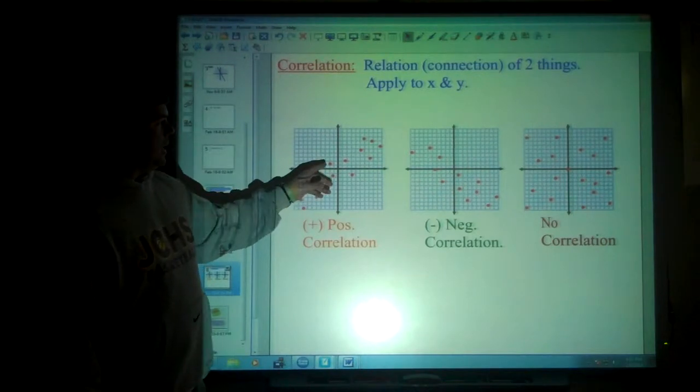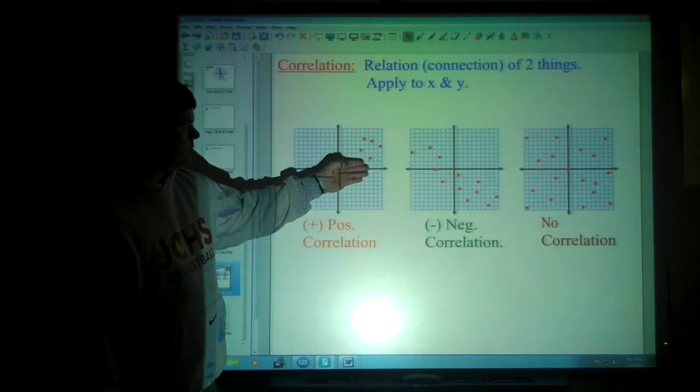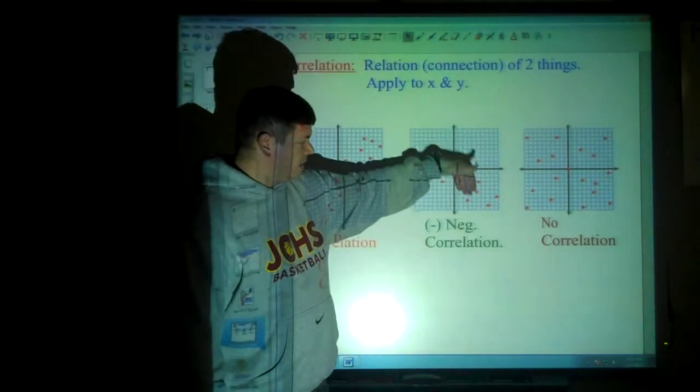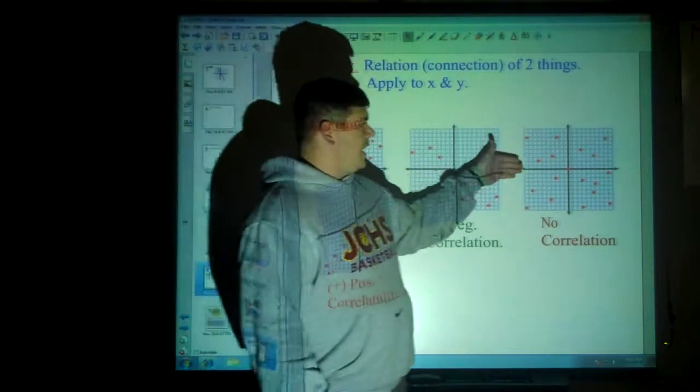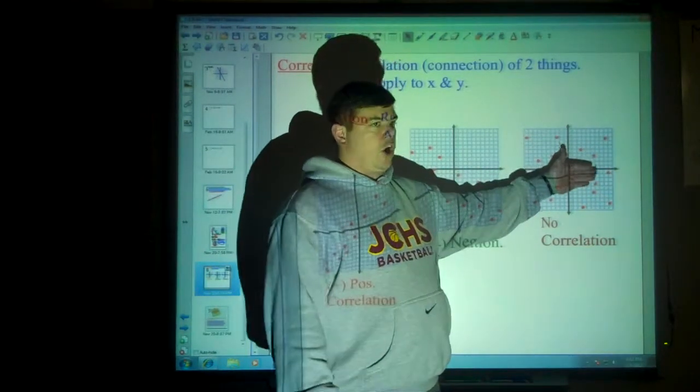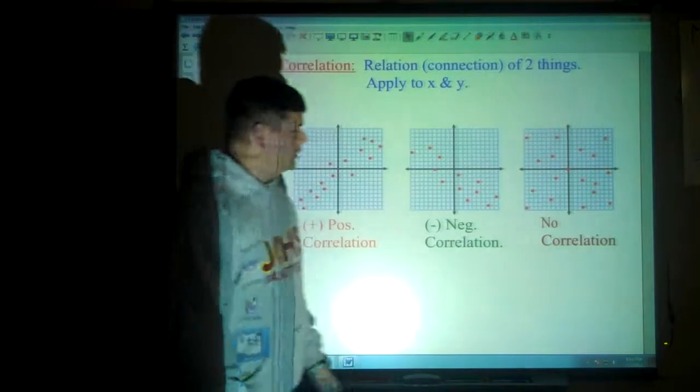So this example would be, as we drive further, it's going to cost us more money in gas. This one would say, as we drive further, there's less gas in the tank. And this one would say, as we drive further, we would have more people in the car with blonde hair. There's no connection to it whatsoever.